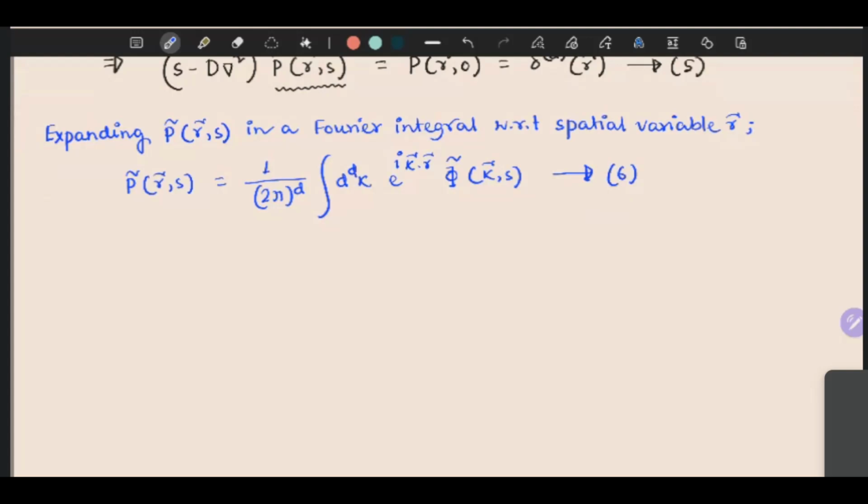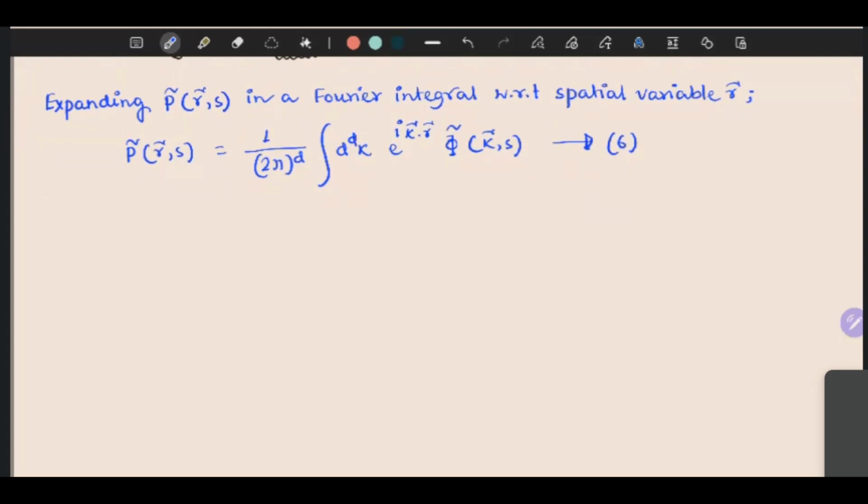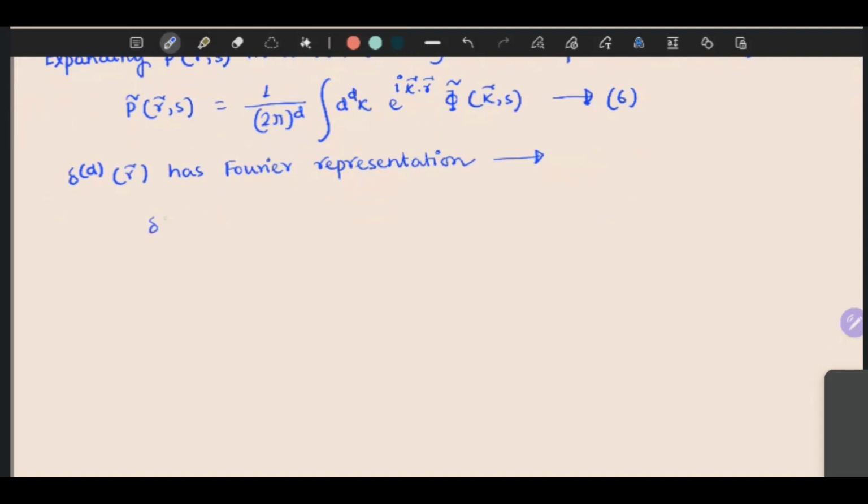So what will be the delta function's Fourier transform representation? Now delta of dr has a well-known Fourier representation: delta dr is 1 by 2 pi to the d, ddk, e to the power I k dot r.